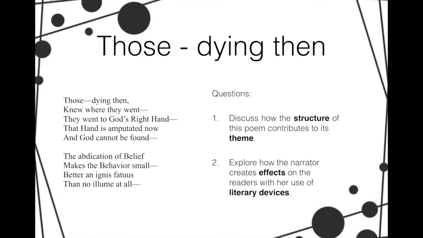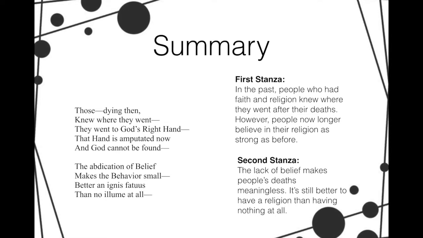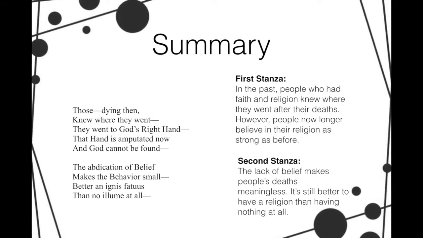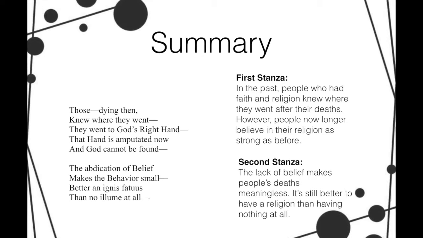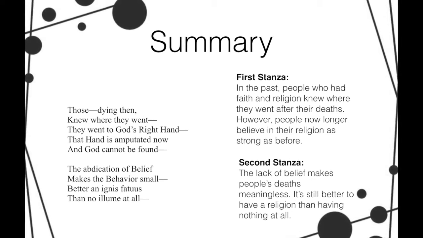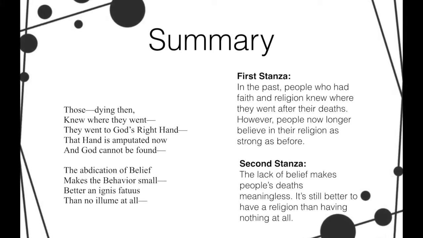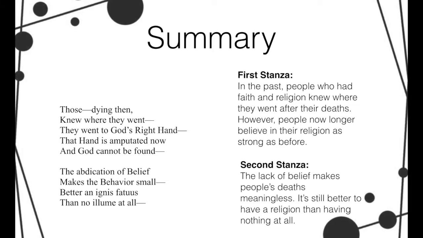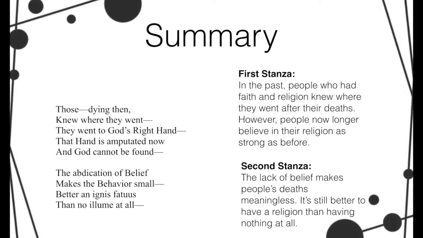So first, to summarize the poem, in the first stanza, the poet talks about in the past people who had faith and religion knew where they went after their deaths. However, people now no longer believe in their religion as strong as before. And in the second stanza, Emily Dickinson is talking about that the lack of belief makes people's deaths meaningless. It's still better to have a religion than having nothing at all.